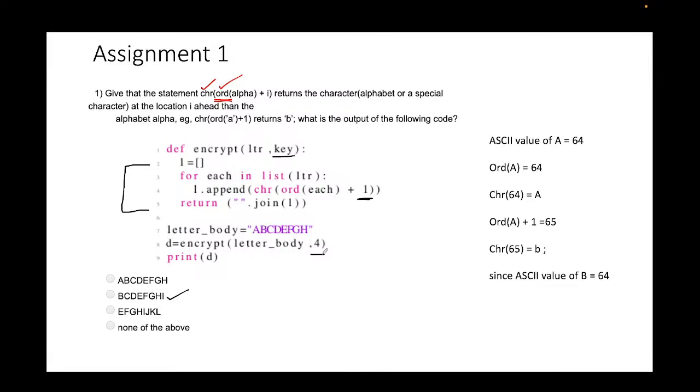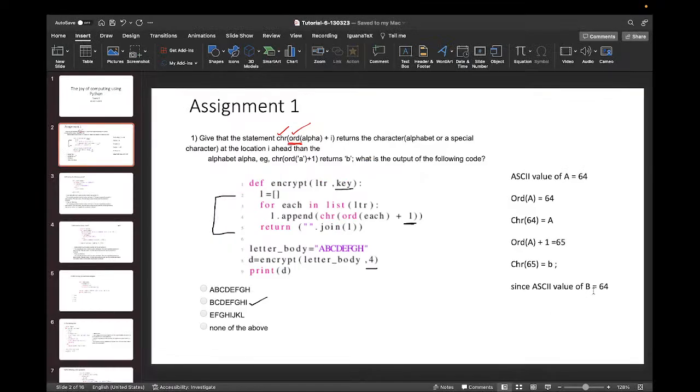Okay, so this 4 is a trick just to confuse us. It is not used anywhere in the definition of the function. Okay, so please don't be confused with that. All we are doing is incrementing each alphabet's ASCII value by 1 and then converting back into the alphabet. Small mistake. ASCII value of B is 65.